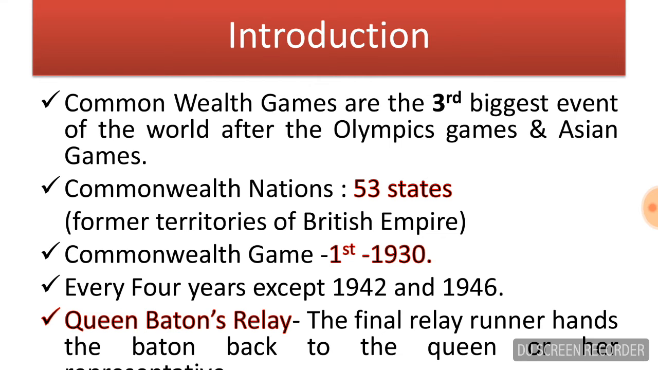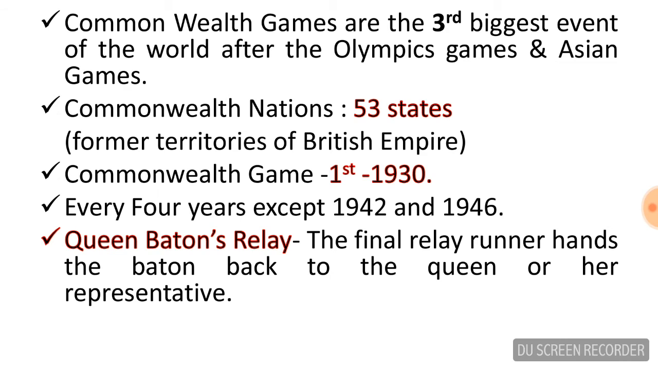The first event happened in 1930. Afterwards, every 4 years this event is scheduled, except 1942 and 1946 due to the constraint of World War II. And there is a tradition of carrying a baton, which is done by a final relay runner, who gives that baton to the queen or the representative. Right now the queen is Elizabeth II, who has the longest ruling period.